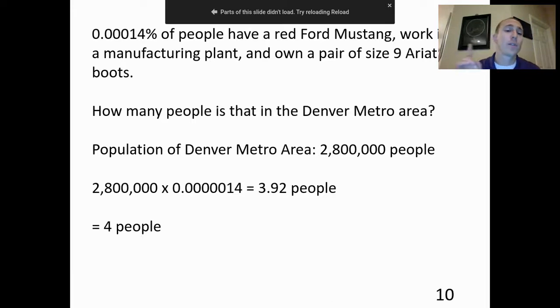So we do need to convert our 0.00014% back into a decimal by dividing it by 100, because that's always going to be our working number in decimal form. If we multiply those two values together, that gives us about 3.92 people. So we can round that up to about 4 people. That is a very manageable number. We could go and visit 4 people and ask them some questions and see if maybe they were connected further to our crime scene there.